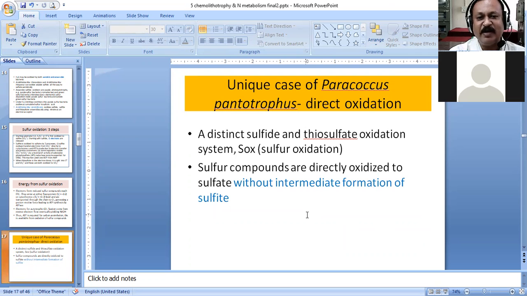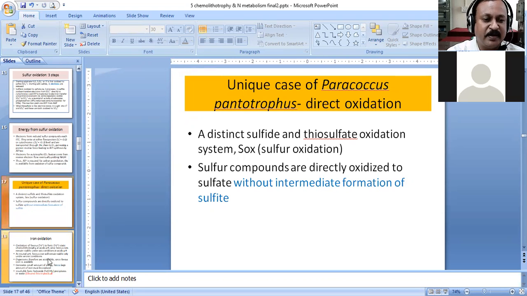Then we have one unique example, an organism called Paracoccus pantotrophus. This organism does not form sulfite from sulfur compounds, but it can directly convert the sulfur compounds into sulfate. This is just for your knowledge. I don't think that this is very important for any kind of examination purpose.